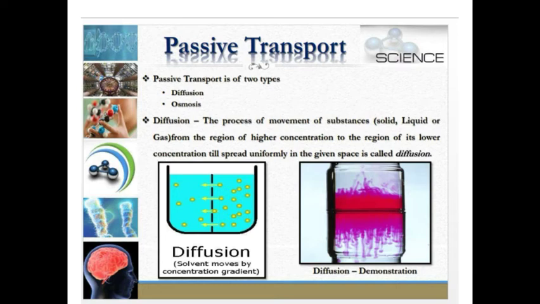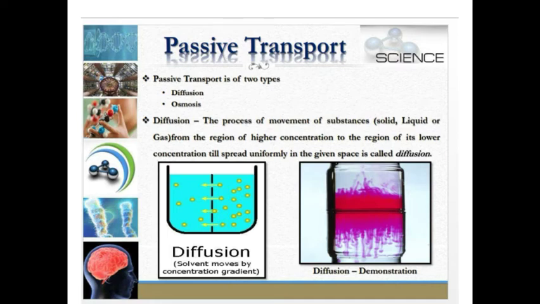Listen to me, children. The process of movement of substances, that means solid, liquid and gas, three things are involved in diffusion. The movement will be from a higher concentration to a region of lower concentration. The second point is that it should spread uniformly in the given space. This is called diffusion. Now listen to osmosis.